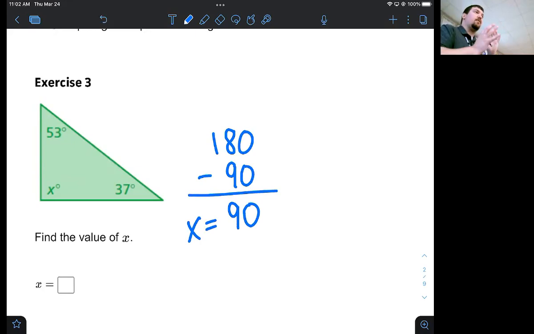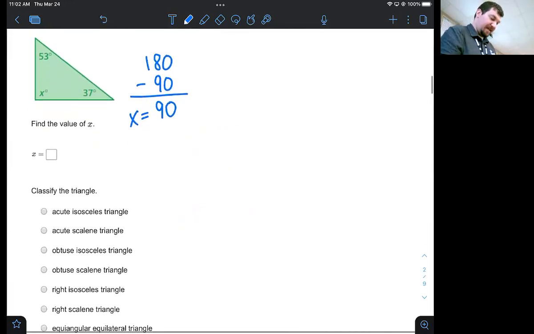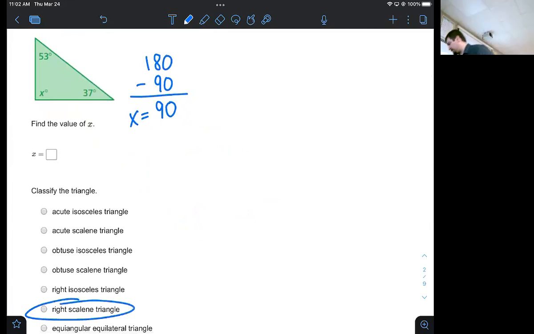Are any of the angles congruent to each other? Jude? No, they're not. Right scalene. So it's right scalene. That's exactly right. It's right scalene.